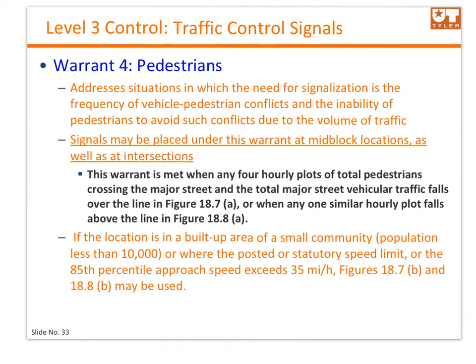And the question now would be, how are we going to meet this warrant? This warrant is met when any 4 hourly plots of total pedestrians crossing the major street and the total major street vehicular traffic fall over the line in figure 18.7a, or when any one similar hourly plot falls above the line in figure 18.8a. We're going to see the figures in a second, but if the location is in a small community, then we're going to use figures 18.7b and 18.8b.